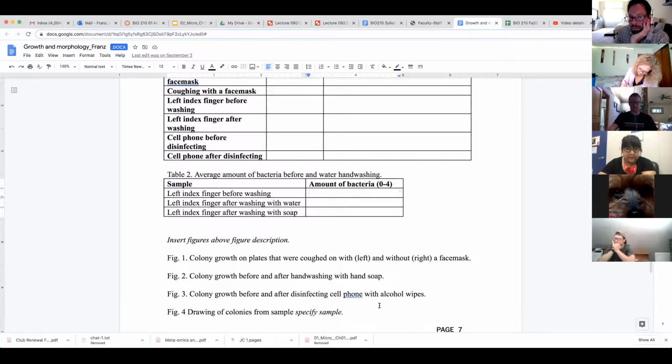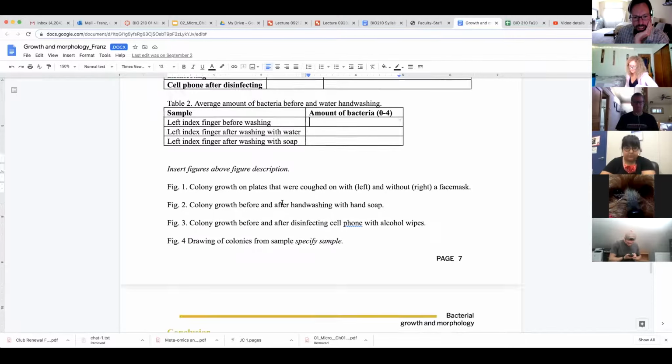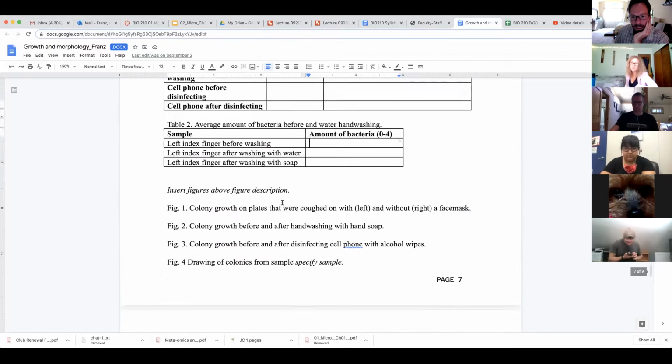And then I was looking at table 2 as well. It says, after washing with water and then after washing with soap. Do we just put soap and water? Yeah, because it was basically the same treatment that we combined into one. Okay. Yep. Any other questions about that?